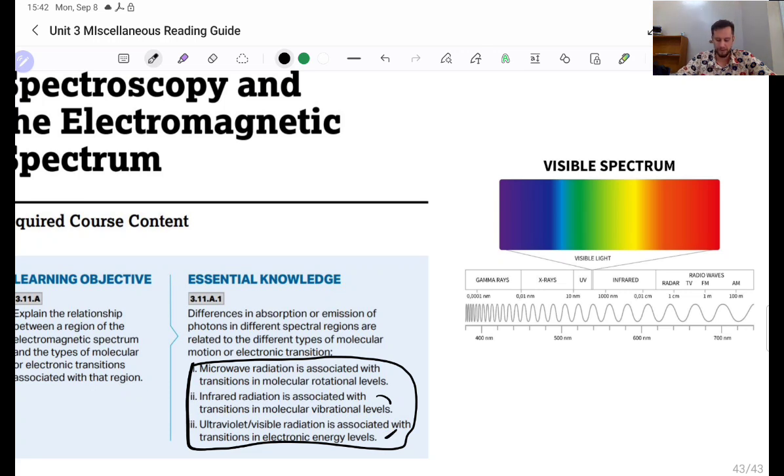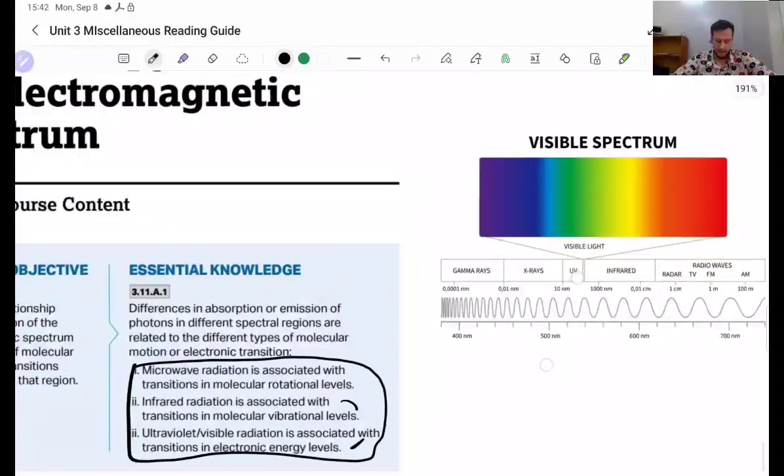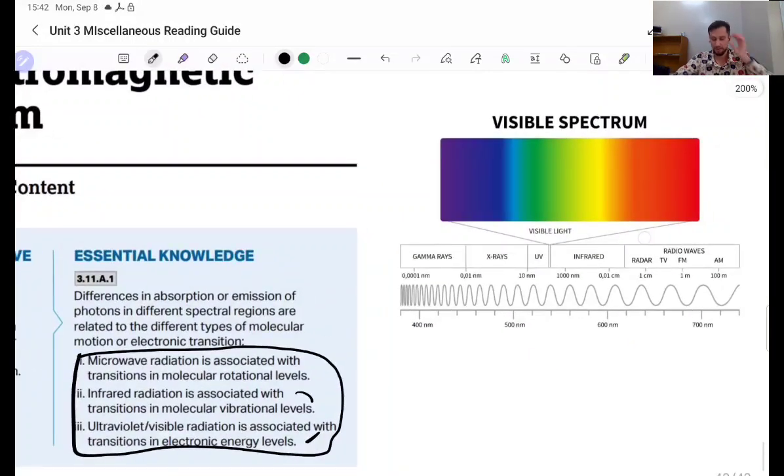So again, microwave, molecular rotation, infrared, vibration, and then UV or visible is associated with electronic energy level changes. How would I remember this? Well, I think there's a couple things.